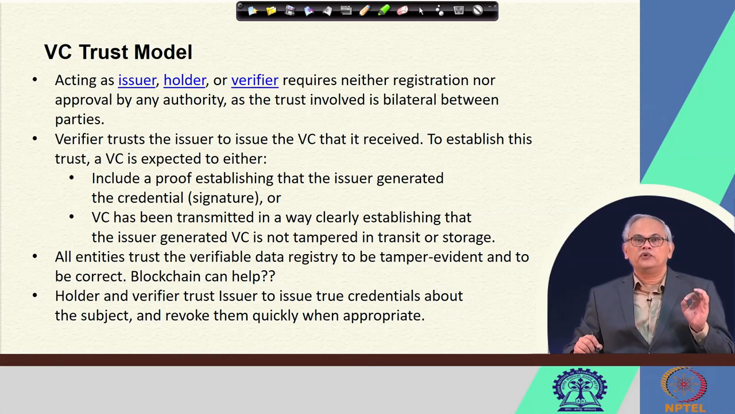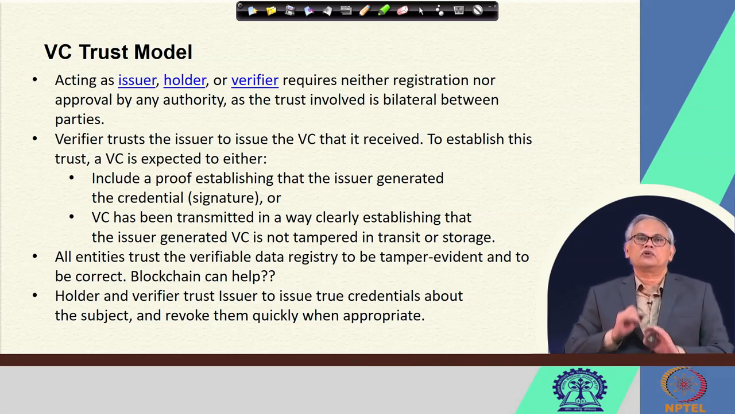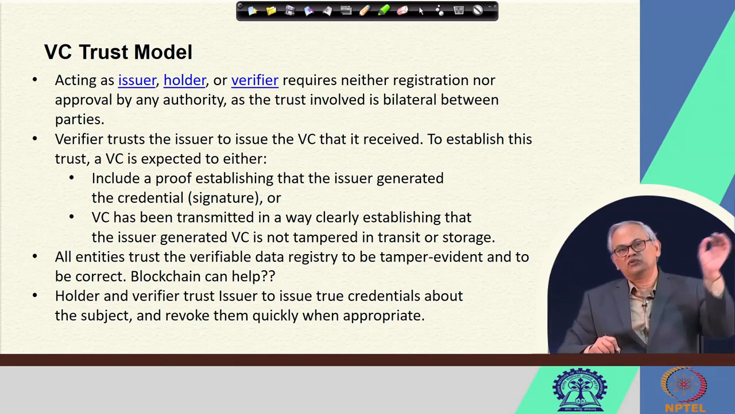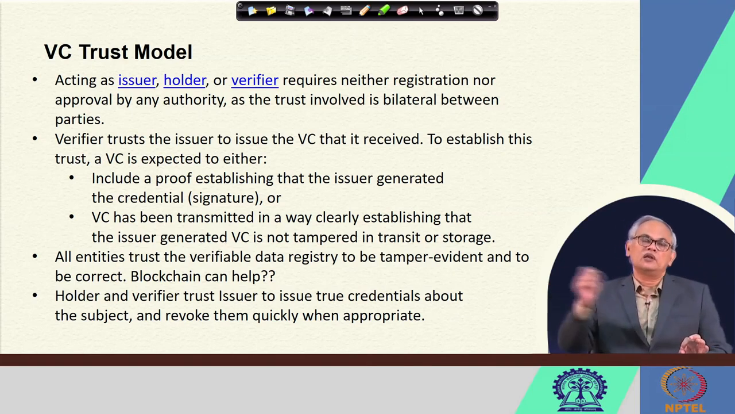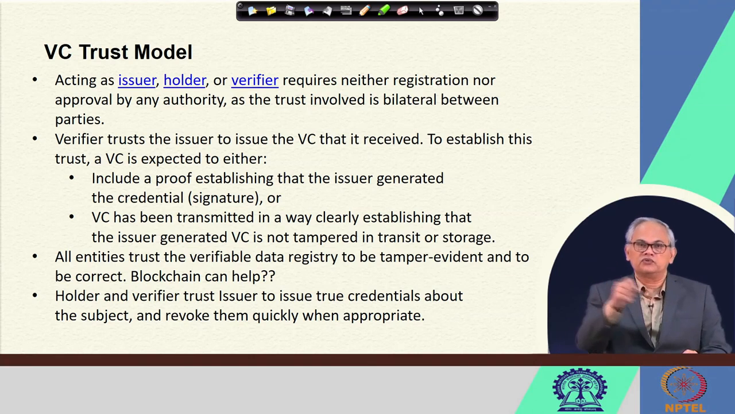Now, coming to the VC trust model, meaning what are the assumptions about whom to trust, what to trust and so on. Acting as issuer, holder or verifier requires neither registration nor approval by any authority. It is completely decentralized, there is no central authority controlling everything, and that is the whole purpose of these types of VCs being issued and used for digital verification. The trust involved is bilateral between the parties. Only if the verifier trusts that this university does not issue false certificates, would they trust this university. If they do not want to trust, they do not trust. No one is going to force you to trust this university.